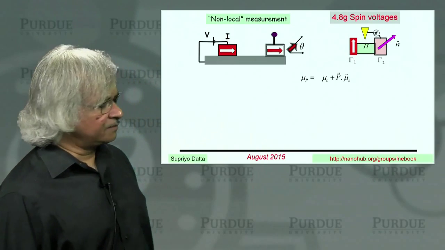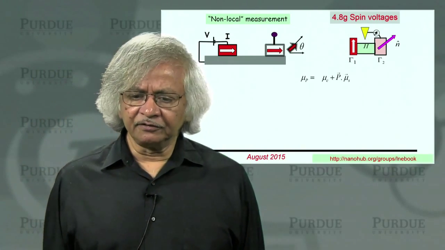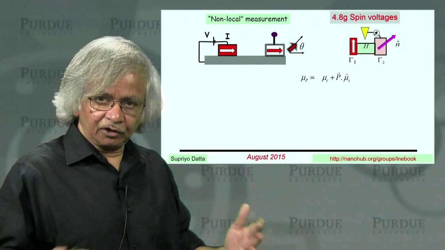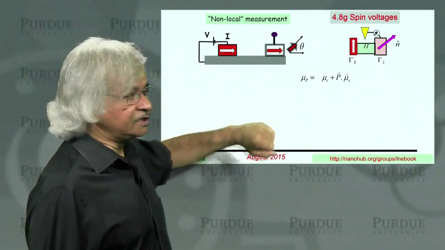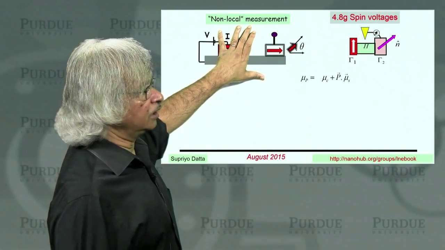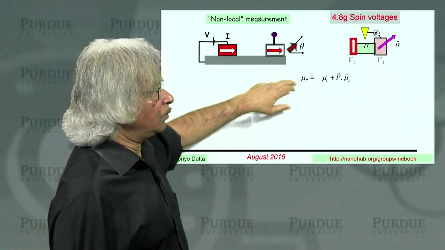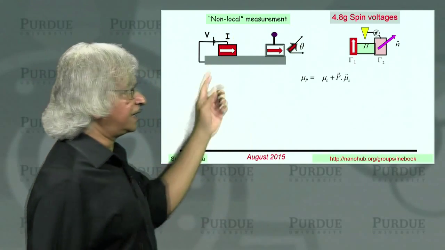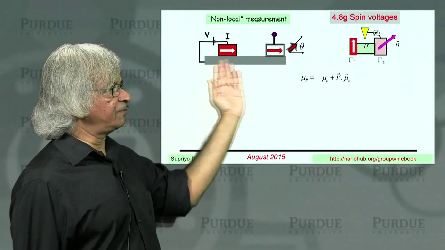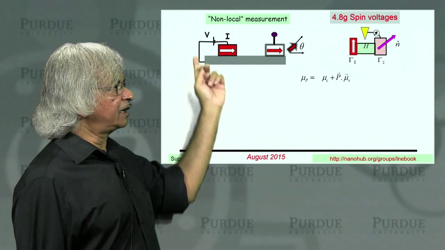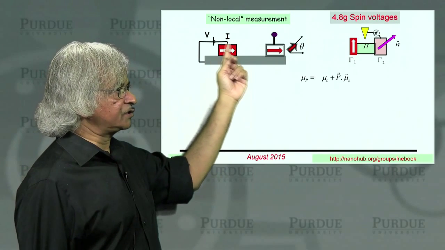Another class of experiments that has, again, had a lot of interest these days, actually for a long time, that are done with spin, is non-local measurements. So what do you mean by non-local? Well, the idea is that let's say we have a material here and you run a current at one end of the material. So current flows here.